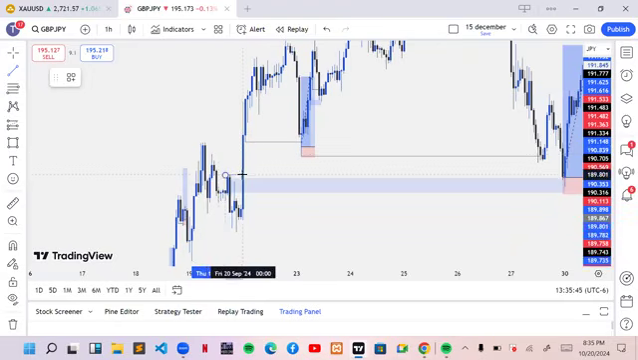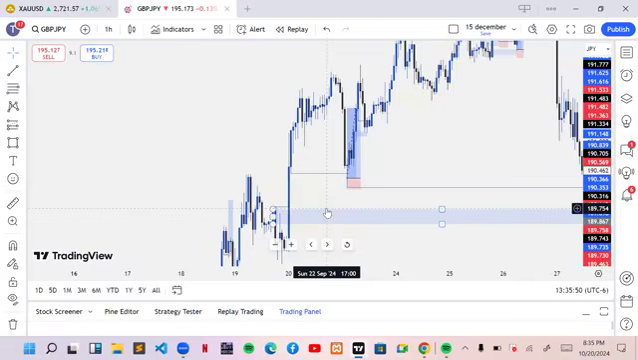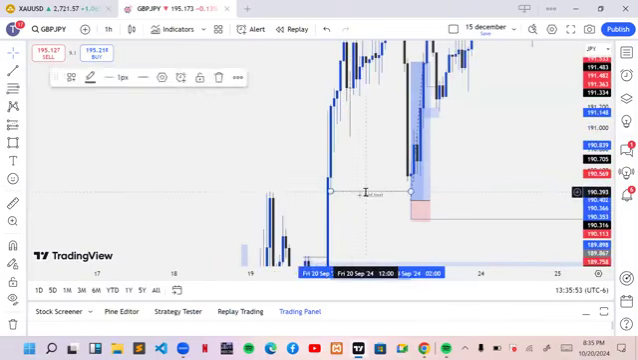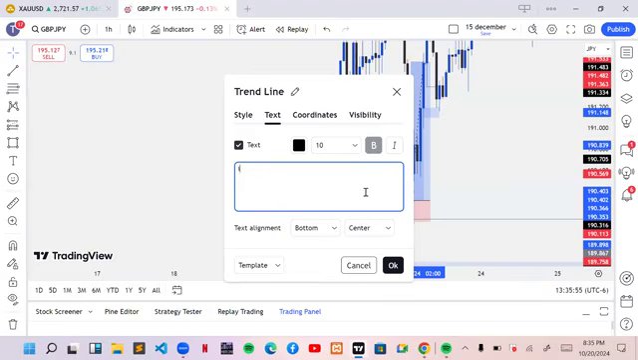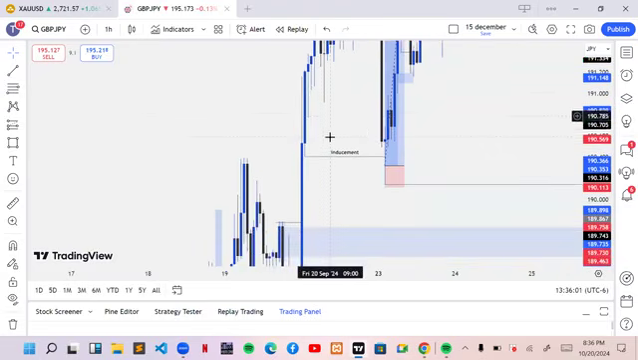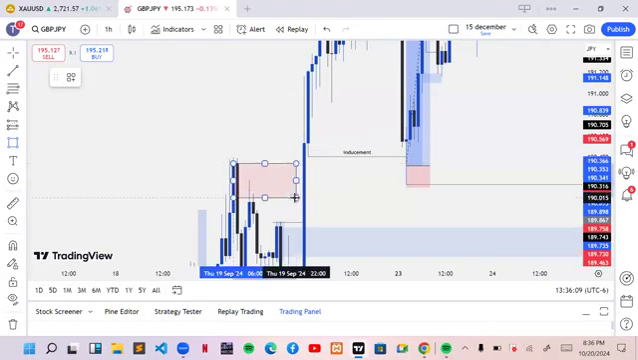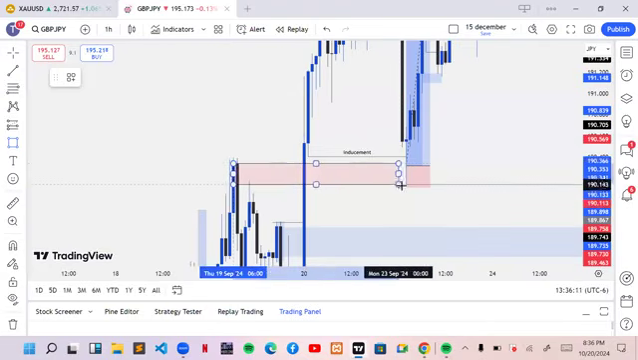So after the shift of market structure, the market made this first pullback, which is this inducement right here on 1 hour time frame. This is our inducement right here, the first pullback that the market makes after the shift in market structure. So the full pullback, this is our breaker block here. Remember, if you're marking a breaker block, you mark from the body. This is our breaker block right here.